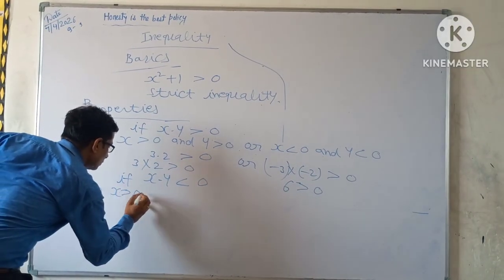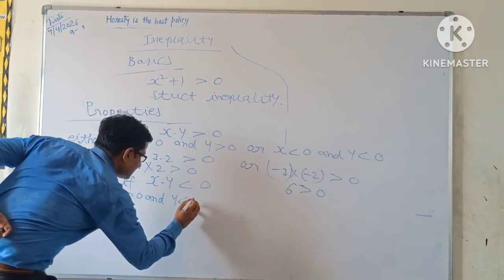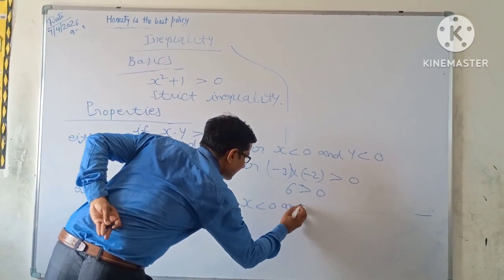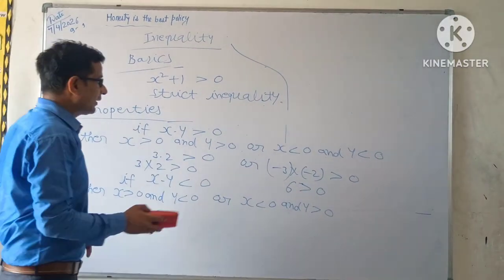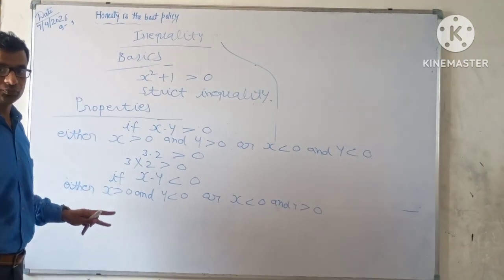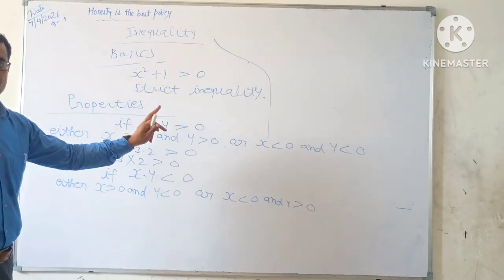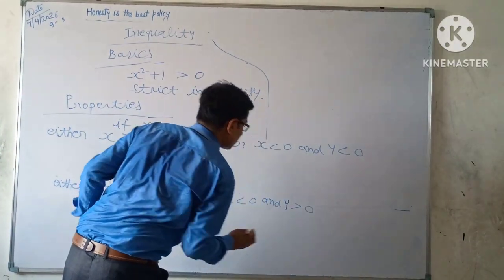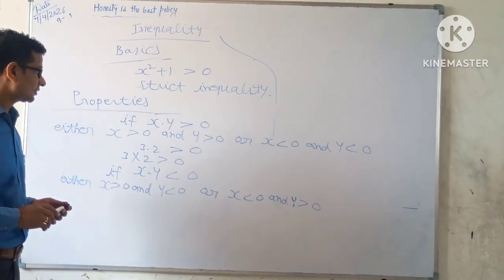And if x into y is less than 0, then either x greater than 0 and y less than 0, or x less than 0 and y greater than 0. It means one number will be positive and one number will be negative. I think it is clear now. Okay, so these are the properties of inequality. Okay, so that's all.